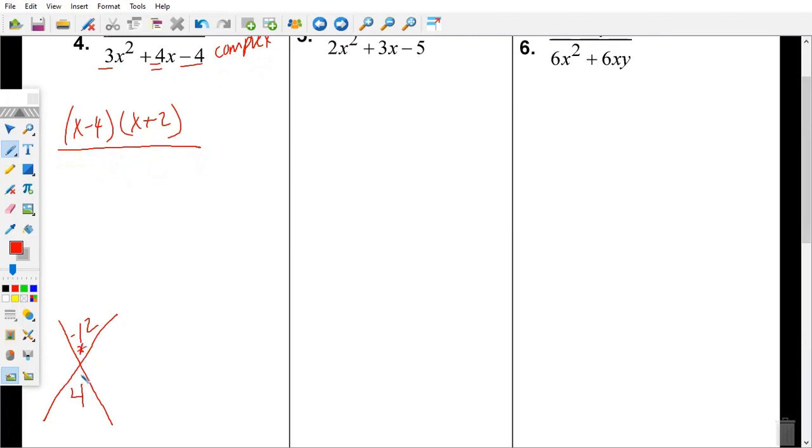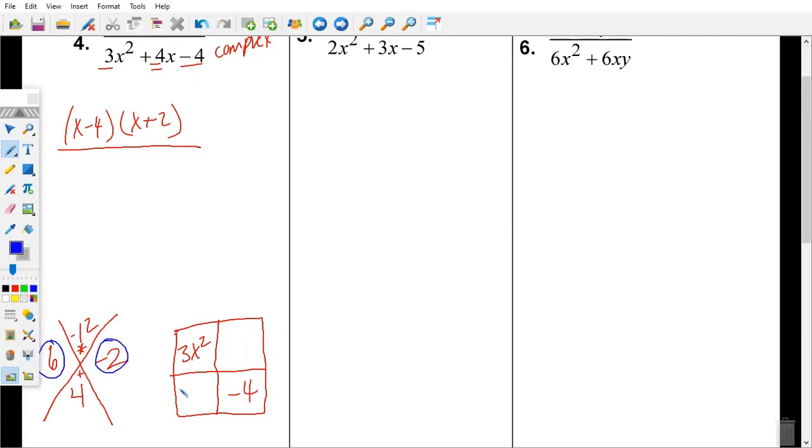So what? Wait, +6, negative. We need a what? Say it again. +6 and -2. It's A times C. Yes, in your box. First box, first term, last box, last term. So in our first box is our first term, which is 3x squared. And the last box is our last term, which is -4. X marks the spot of what fills in. So we have 6x and -2x.